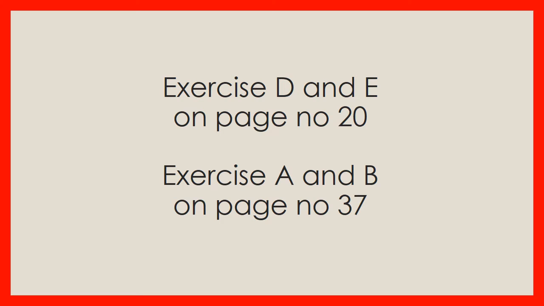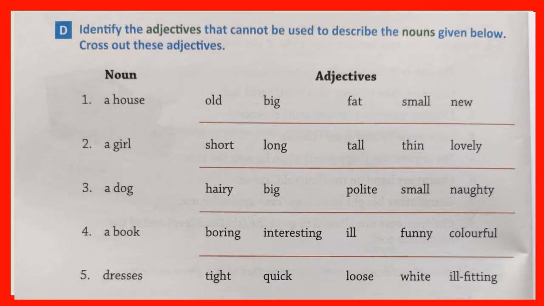Now in the last class, we had done exercise A and B, and I had given you homework to draw on page number 20, that is exercise C, right? Today we will do exercise D and E on page number 20 and exercise A and B on page number 37. So get ready with your textbook. Are you ready, children, with your book?